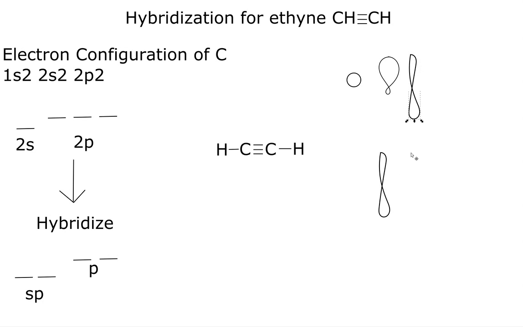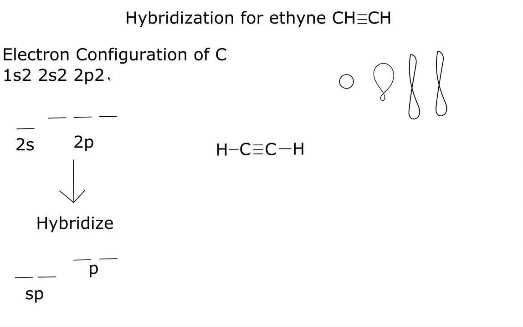This orbital over here is our sp hybridized orbital. It has 50% p character and 50% s character. And this right here is just an s orbital, just a circle.